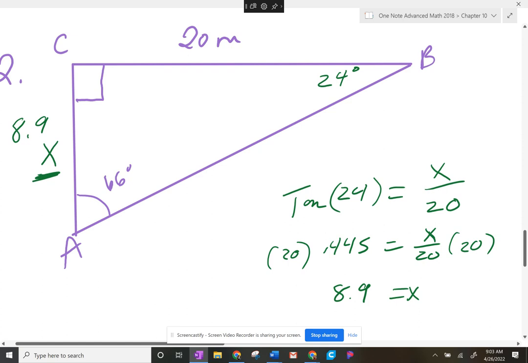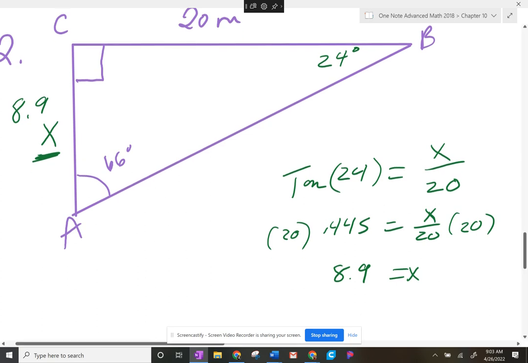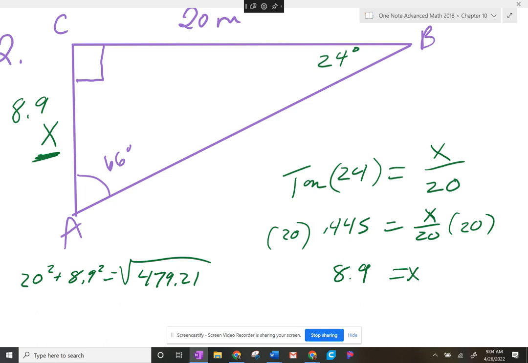The very last step is to figure out the hypotenuse. I've got a leg, I just don't have the hypotenuse. So I'll have 20 squared plus 8.9 squared, because I'm using the Pythagorean theorem. That's going to give me 479.21. I've got to square root that. So my final answer should end up at 21.9.